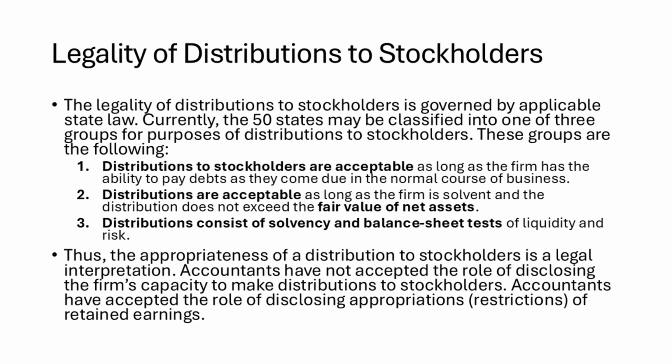Accountants have accepted the role of disclosing the appropriations or the restrictions of retained earnings. Appropriations can temporarily limit the firm's ability to make distributions. These appropriations are practically directed towards limiting or prohibiting the payment of cash dividends.